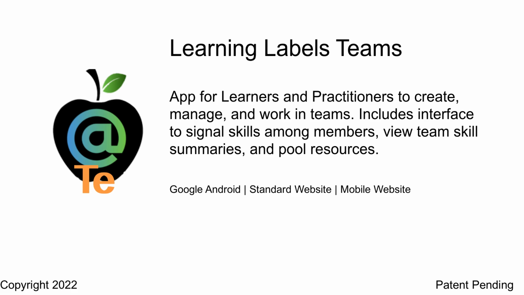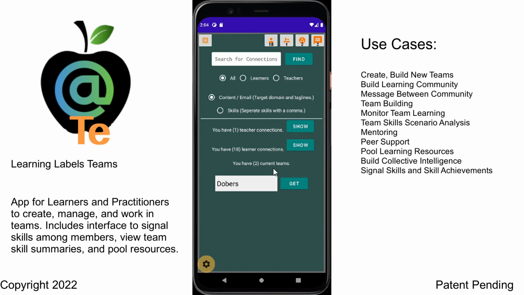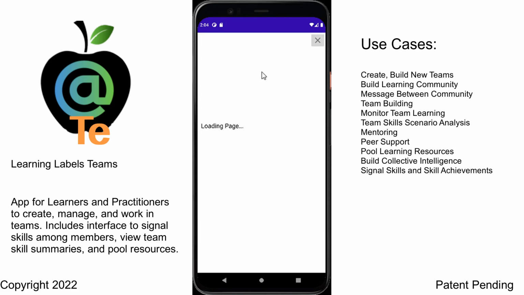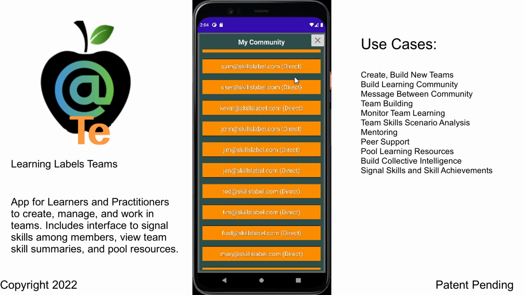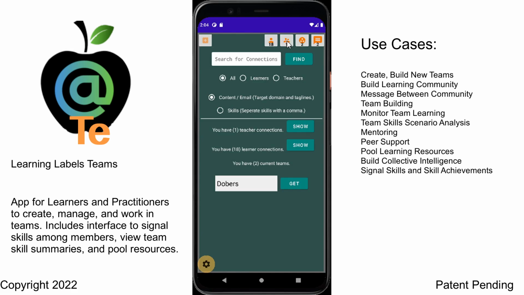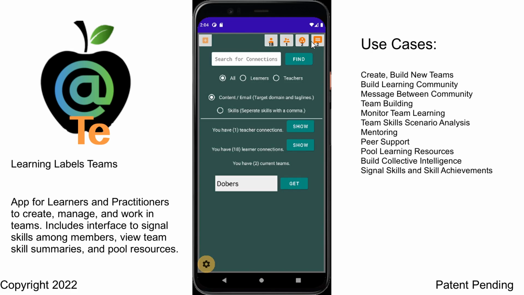This is Learning Labels Teams. This is for practitioners and learners to create, manage, and work in teams, signal skills among members, show team summaries, and pool resources. I'll log in. I can see my connections. To join a team, you have to have a connection first, so you can see what skills they have and what they're working on, and kind of build trust before forming that relationship with a team.